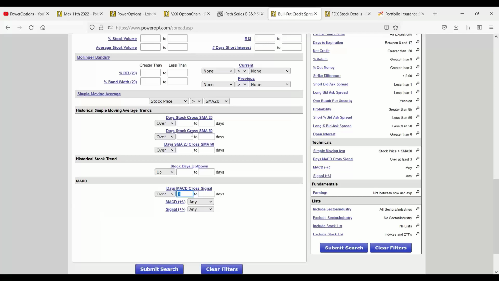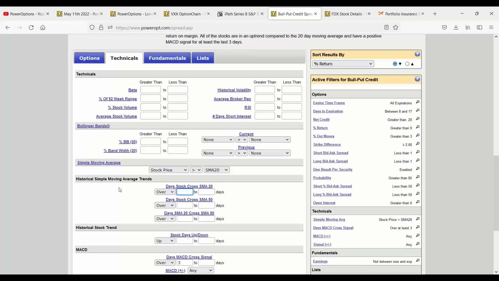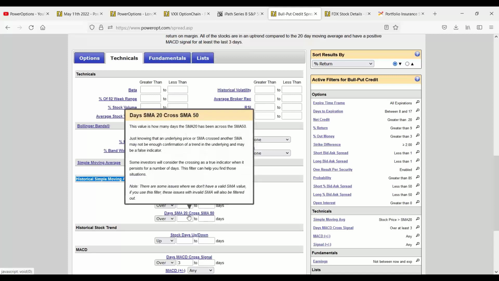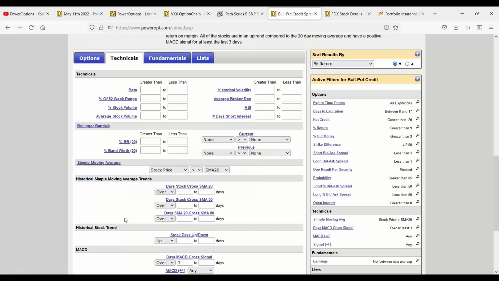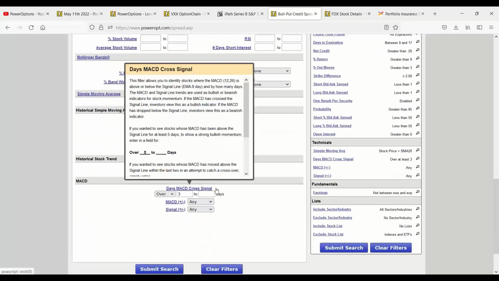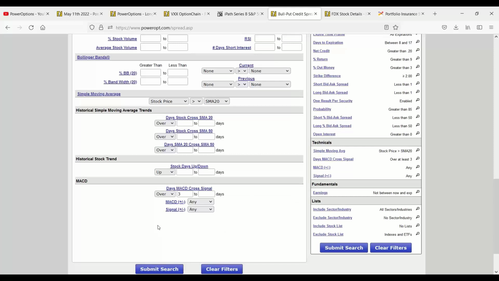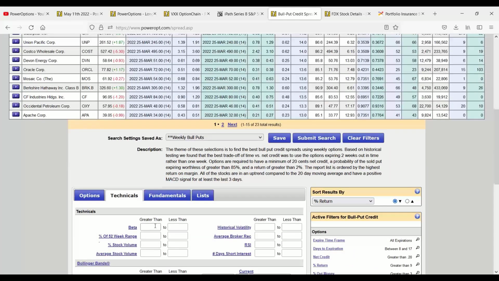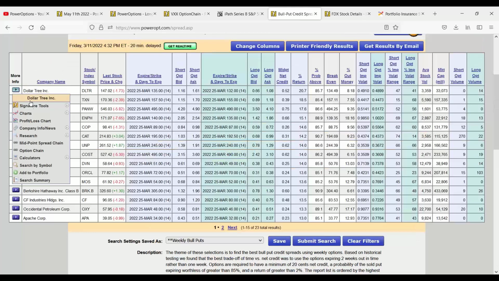But again, I just showed you could use the number of days above the 20-day moving average if you wanted to do that as well, using the filters here in the historical simple moving average trends. Or, if I wanted to make sure the 20 was at least 3, 5, or 10 days above the 50-day moving average for a stronger bullish trend, I could put that in as well. But since I'm using the MACD cross signal, positive MACD cross signal in that case, I don't need to use the SMA 20.